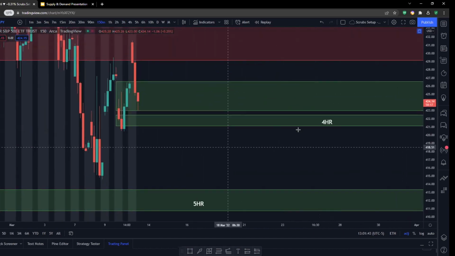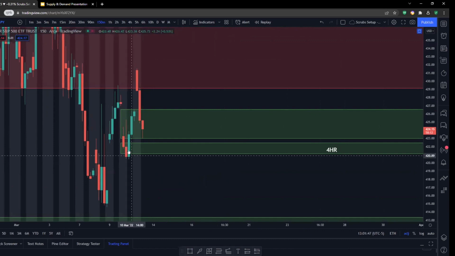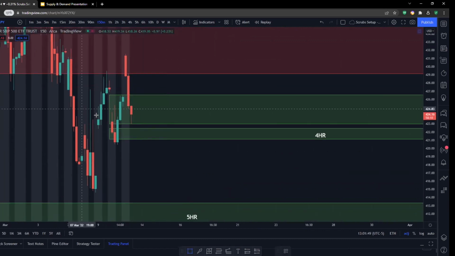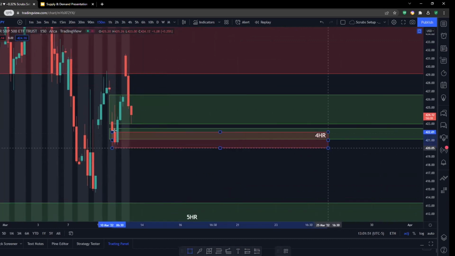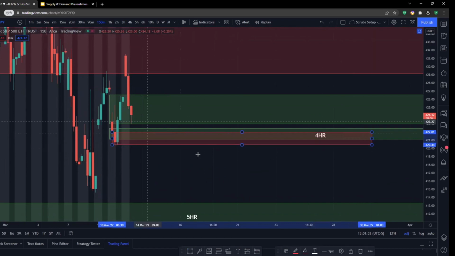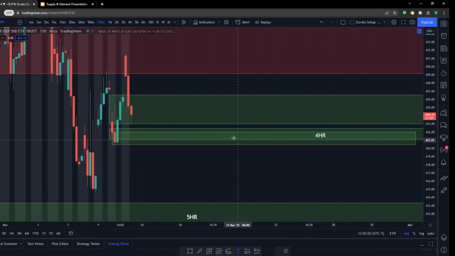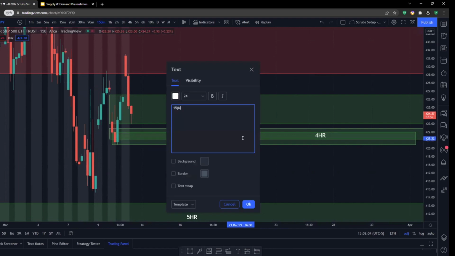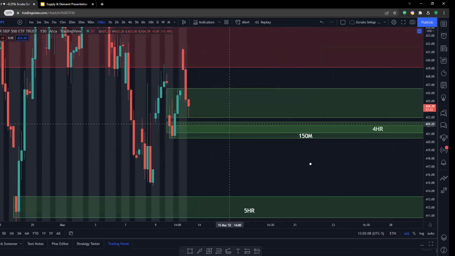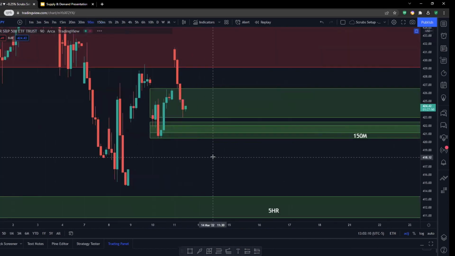So inside of our 4 hour, we have 2.5 hour, right? So boom, boom. We have a drop, base, rally, and then make it green just for visuals, just so I remember next time. Do a 1 hour, 50 minutes, boom, boom. And then see if we can find anything else within here.